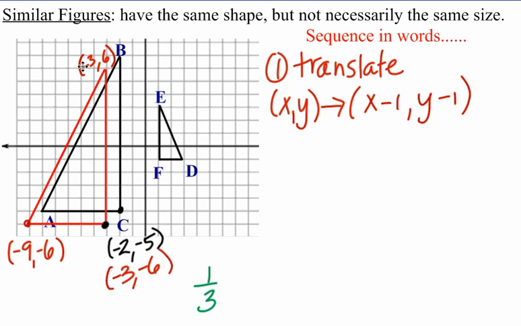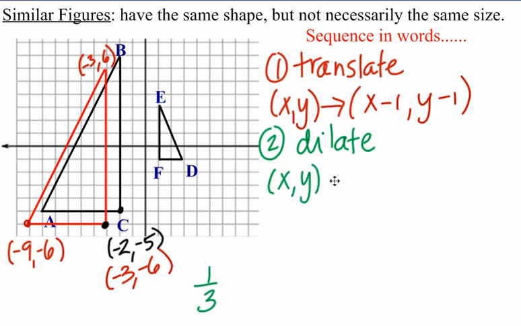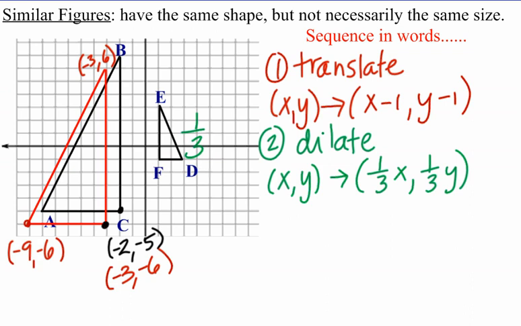So now what we're going to do is we're going to dilate our figure. We're going to take the original points, those ones there I put in red, and what we're going to do is we're going to shrink it. We're going to shrink it by 1/3. So we're going to take 1/3 of the x and 1/3 of the y, and it should put us in proportion. So let's go back and look at our points that we have listed, and let's try and figure out what our new points are going to be.